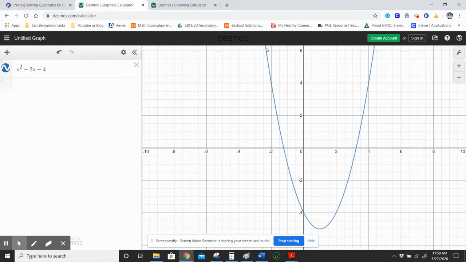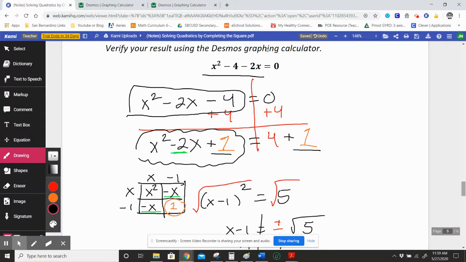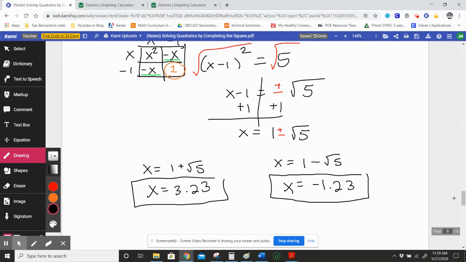So this is a parabola pointing upwards. A quadratic function usually looks like a U, right? There are two roots or two answers. One of them is here, and the other one is there. The first answer is at negative 1.23. The second answer is at positive 3.23, which are the exact same answers that we got, right? So negative 1.23 and then positive 3.23.